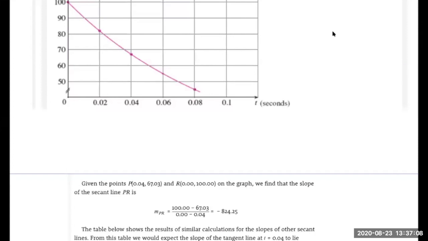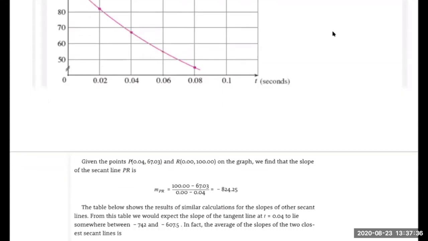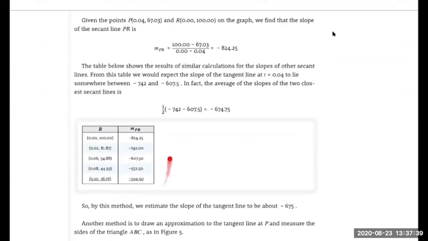Similarly, we can pick a point even closer to this point. So this time we're going to pick this point and this point, and we can calculate the slope of the secant line passing through these 2 points. And we can also pick this point to be the other point close to this point, and calculate the slope of the secant line also. So we make a table over here.